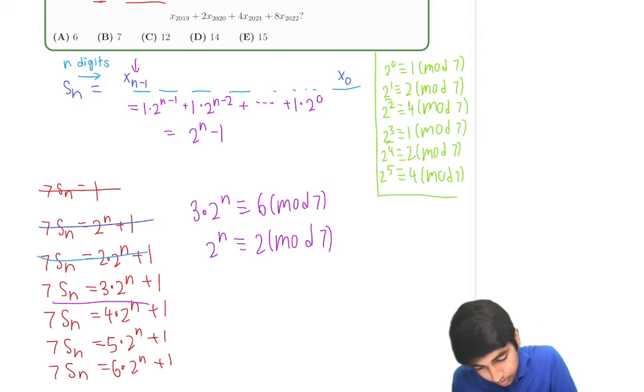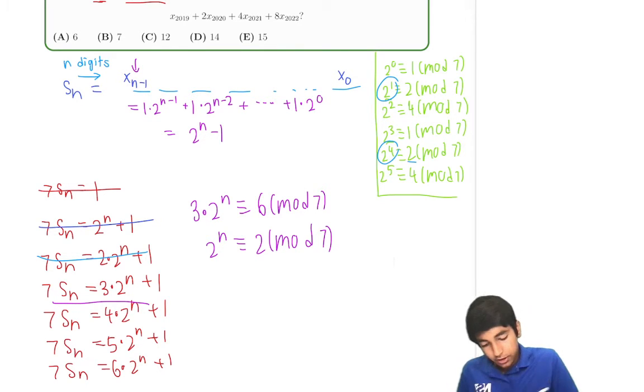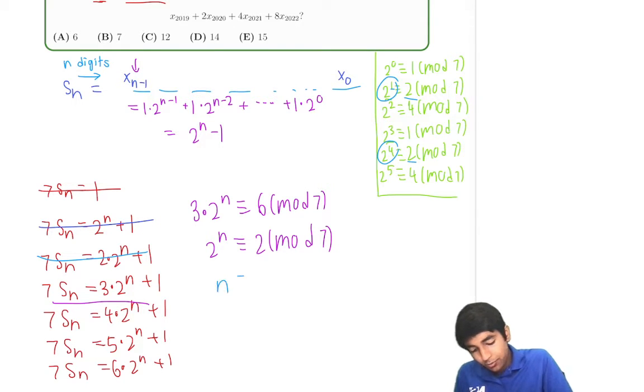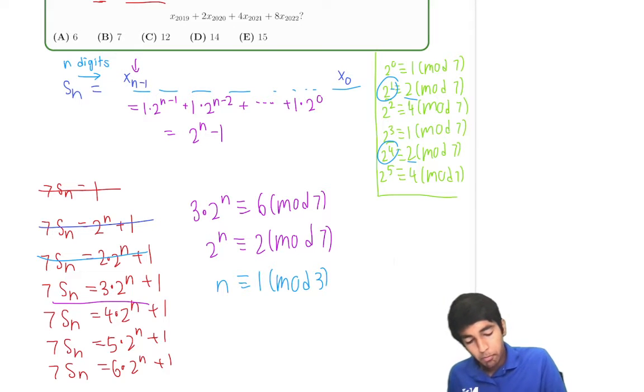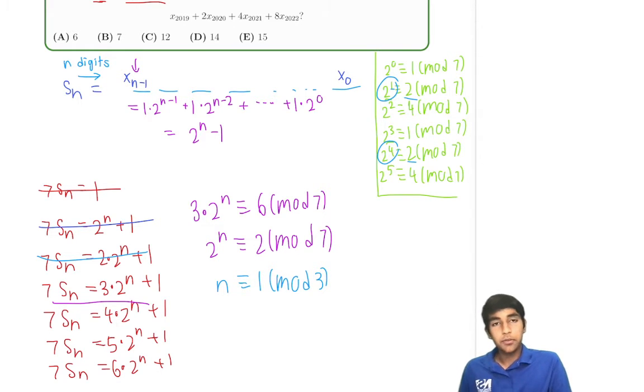Or it happens in 1, in 4, 2 mod 7. And it will happen. So when does this happen then? It happens when the exponent is 1 mod 3. It happens when n is 1 mod 3. Why? Because as you can see, 2 to the 1 works, right?